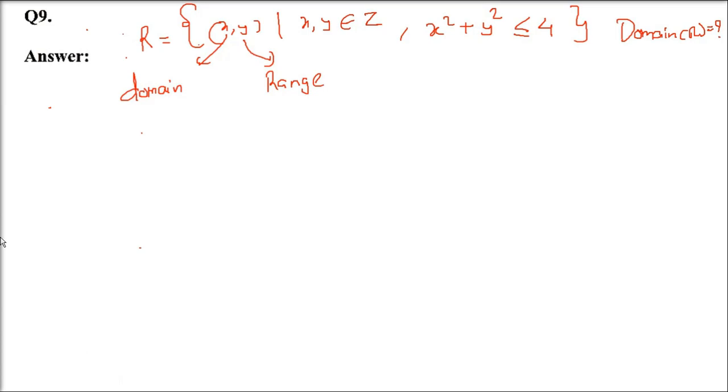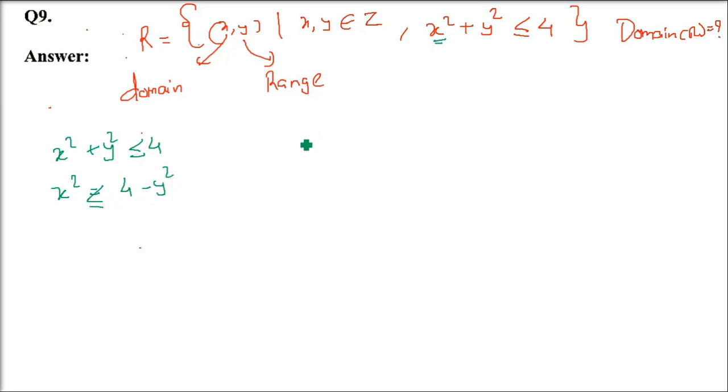Because you have to find out the value of x, you can write x square as 4 minus y square, because x square plus y square is less than or equal to 4. Remember that it is less than, and second, x and y have to belong to Z, the integers. So we have to see what all values of x are possible, and that is the domain.